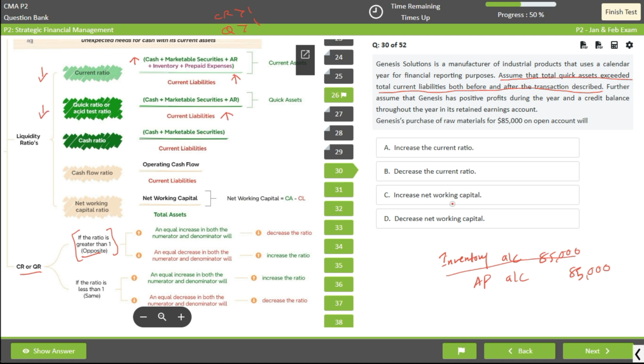Now they're asking about working capital. Working capital is the difference between current assets and current liabilities.